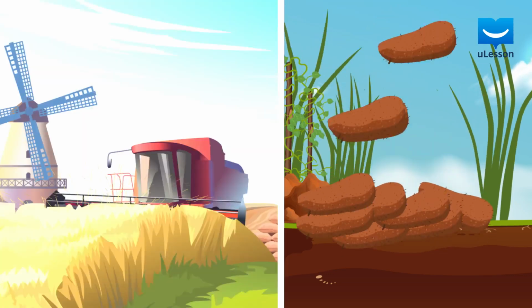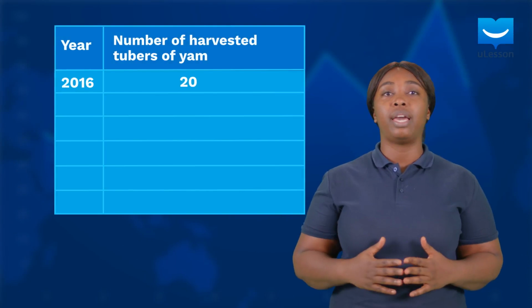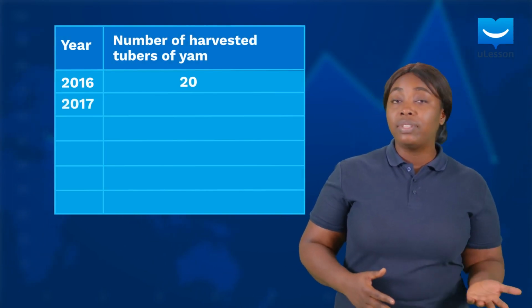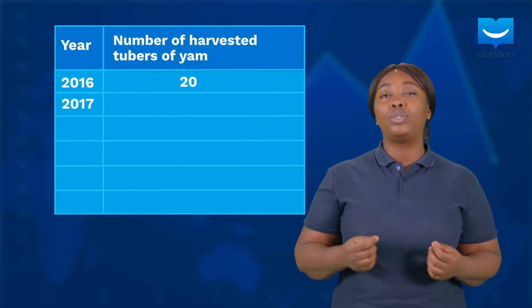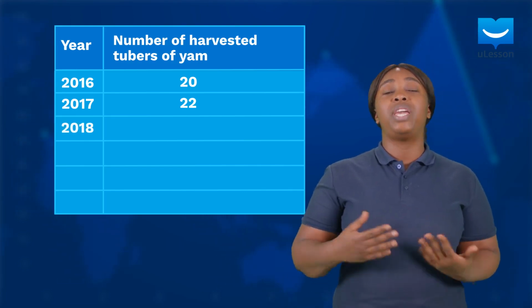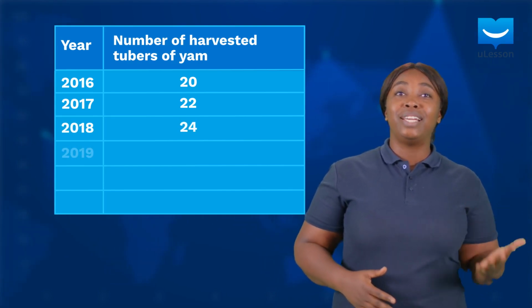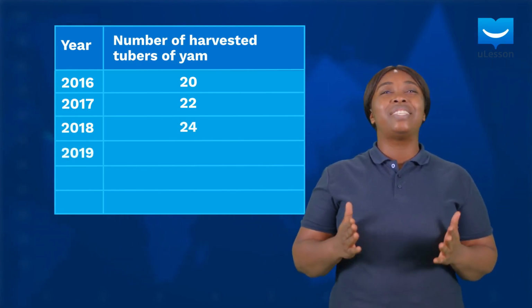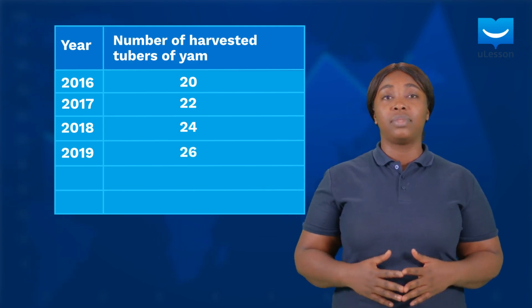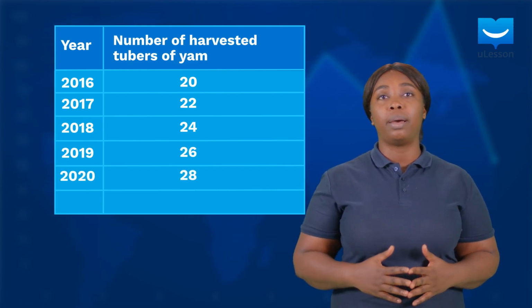Suppose we want to draw a line graph of the yearly harvest of tubers of yam. In 2016, we were able to harvest 20 tubers of yam. In 2017, we harvested 22 tubers of yam. In 2018, we harvested 24 tubers of yam. In 2019, we harvested 26 tubers of yam. In 2020, we harvested 28 tubers of yam.